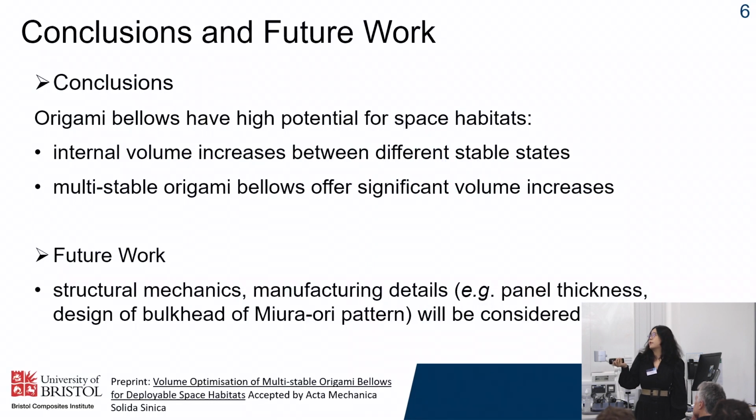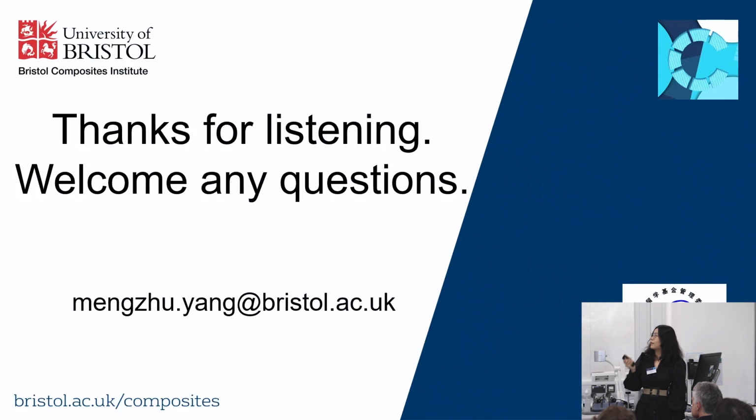So to conclude, our research showed that origami bellows have high potential for space habitats because the internal volume is increasing during the deployment, and the multi-stable origami bellows offer a significant volume increasing ratio. And as for future work, we will include structural analysis and consider the manufacturing details.